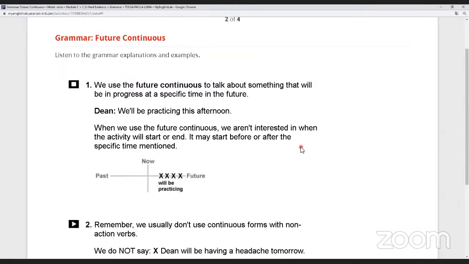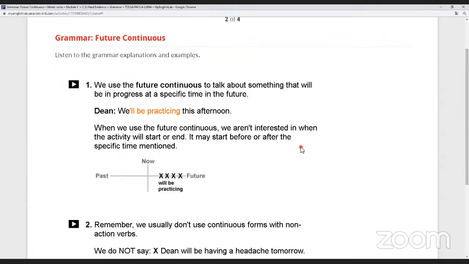We use the future continuous to talk about something that will be in progress at a specific time in the future. We'll be practicing this afternoon. When we use the future continuous, we aren't interested in when the activity will start or end. It may start before or after the specific time mentioned.